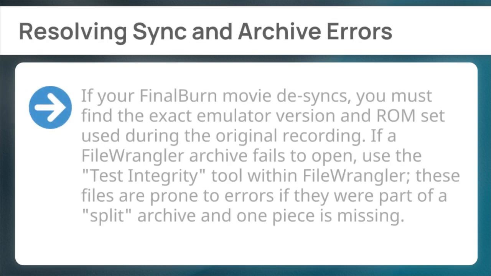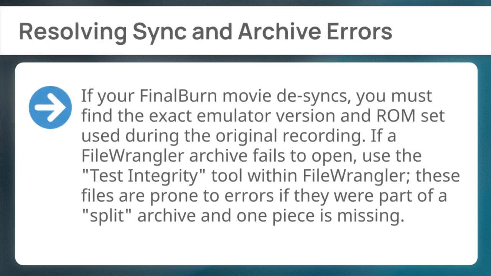Finally, resolving sync and archive errors. If your FinalBurn movie desyncs, you must find the exact emulator version and ROM set used during the original recording. If a FileWrangler archive fails to open, use the Test Integrity tool within FileWrangler. These files are prone to errors if they were part of a split archive and one piece is missing.